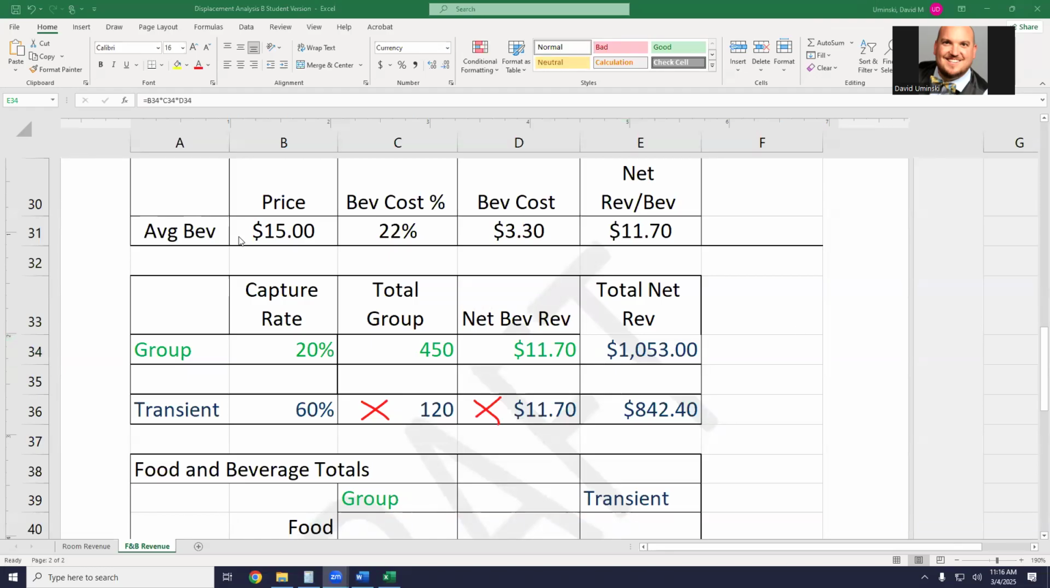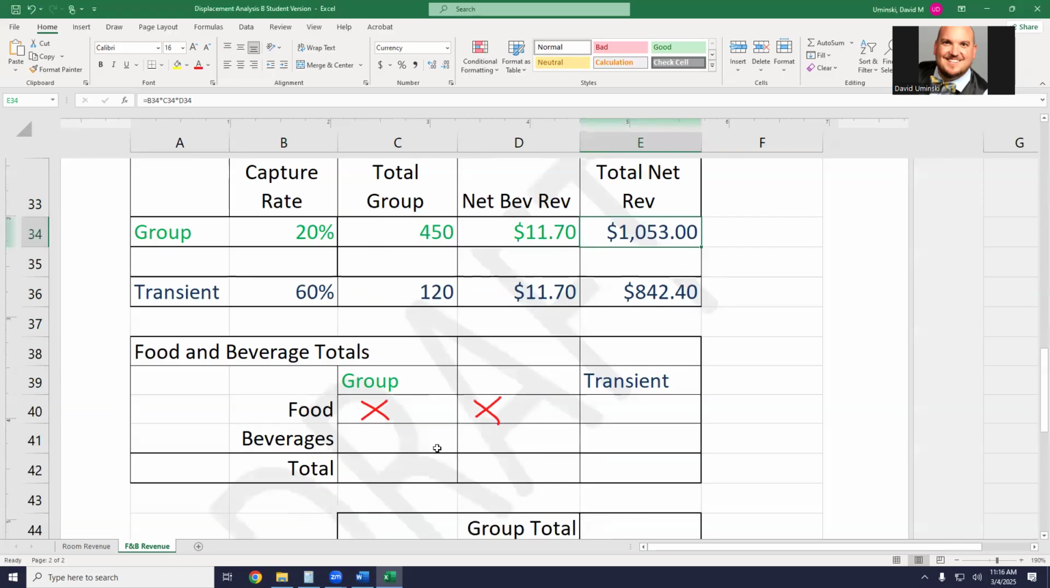All right, so we did our net beverage revenue. So our beverage cost, $15 times the beverage percentage. And then subtract the cost from the selling price, that's our net beverage revenue. And then we're gonna multiply that by the percentage, the total for the group, and that will give us our net revenue. All right, so now let's put all this together.